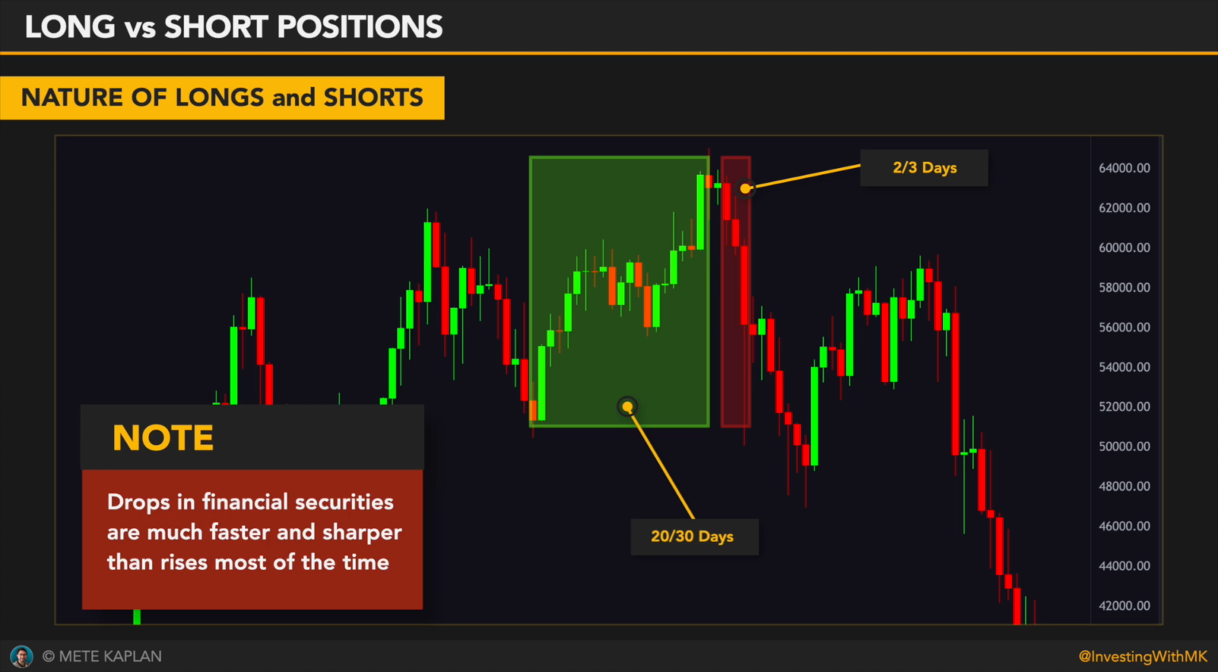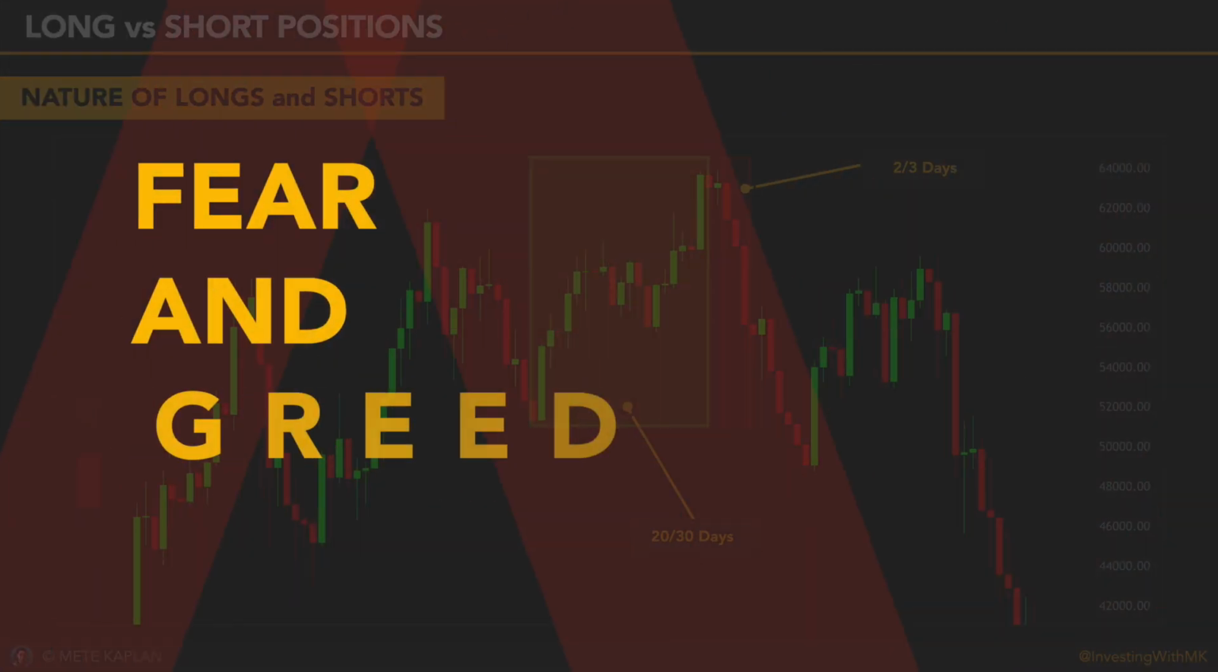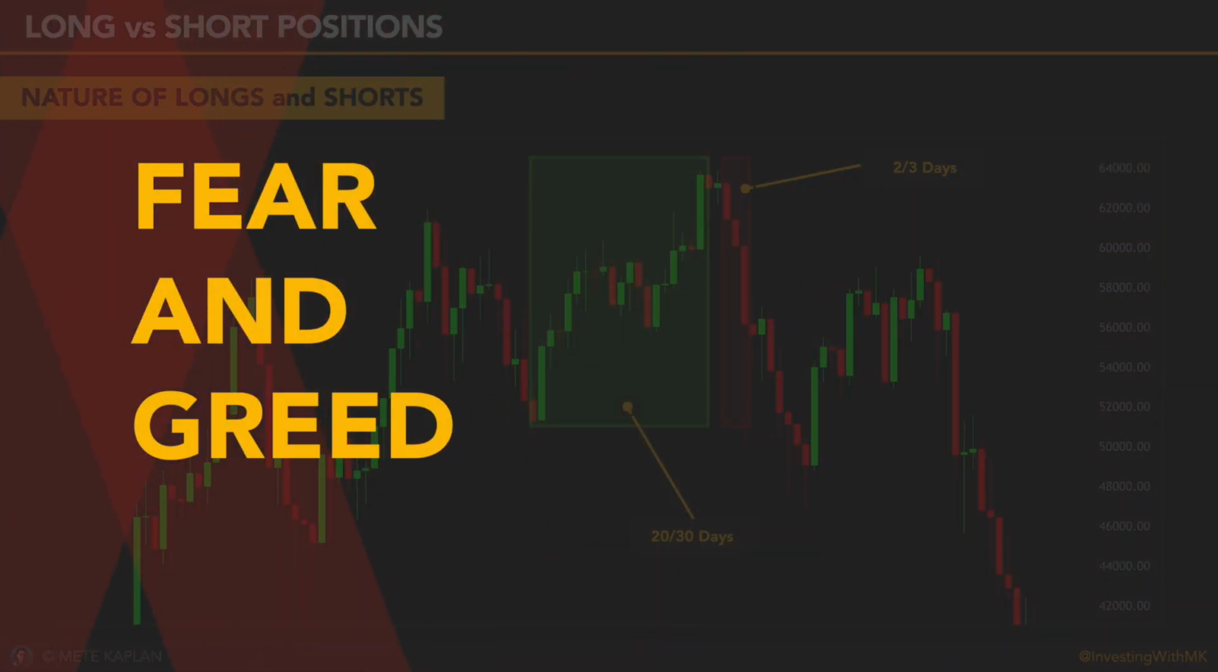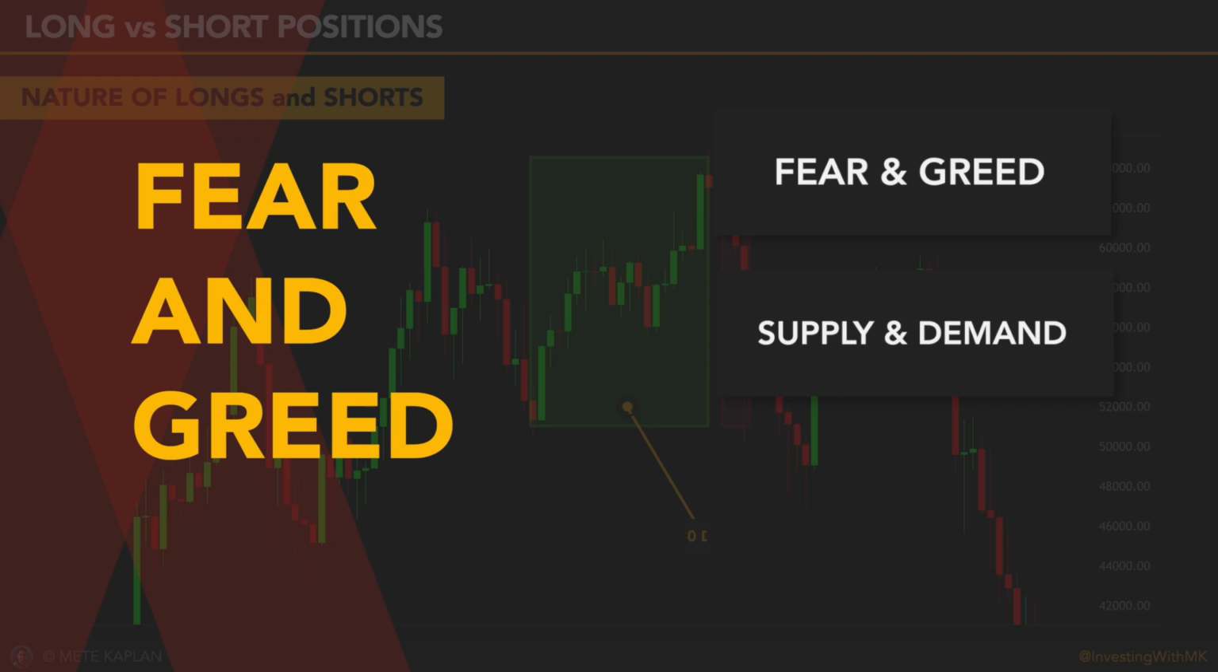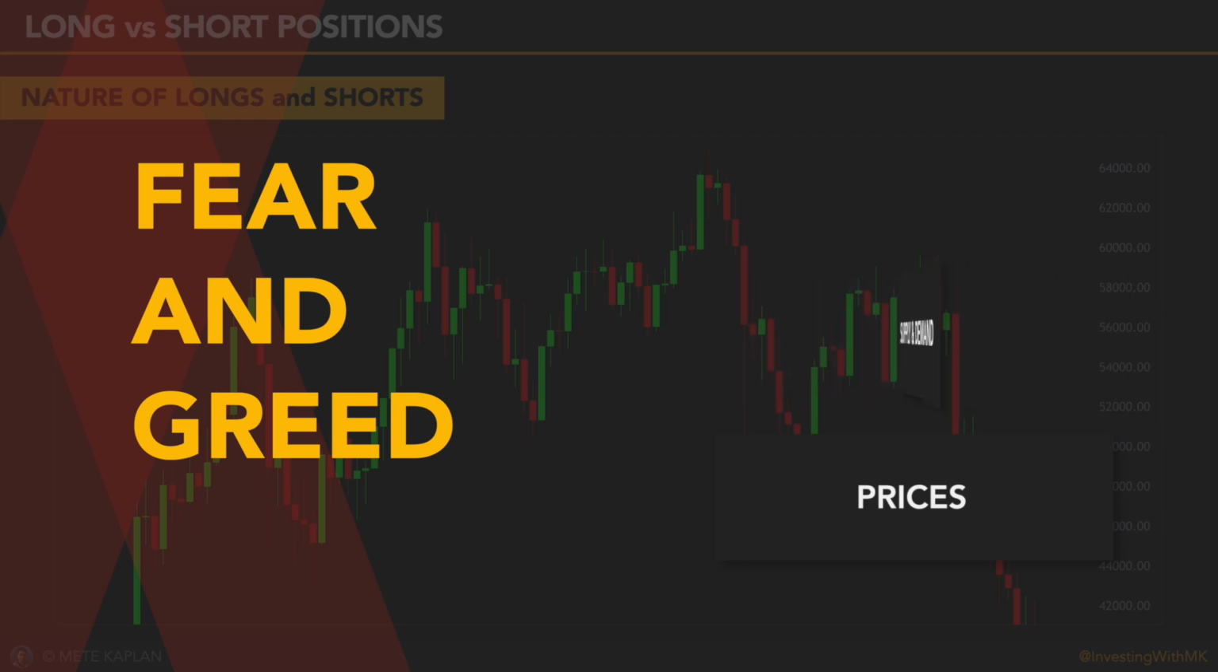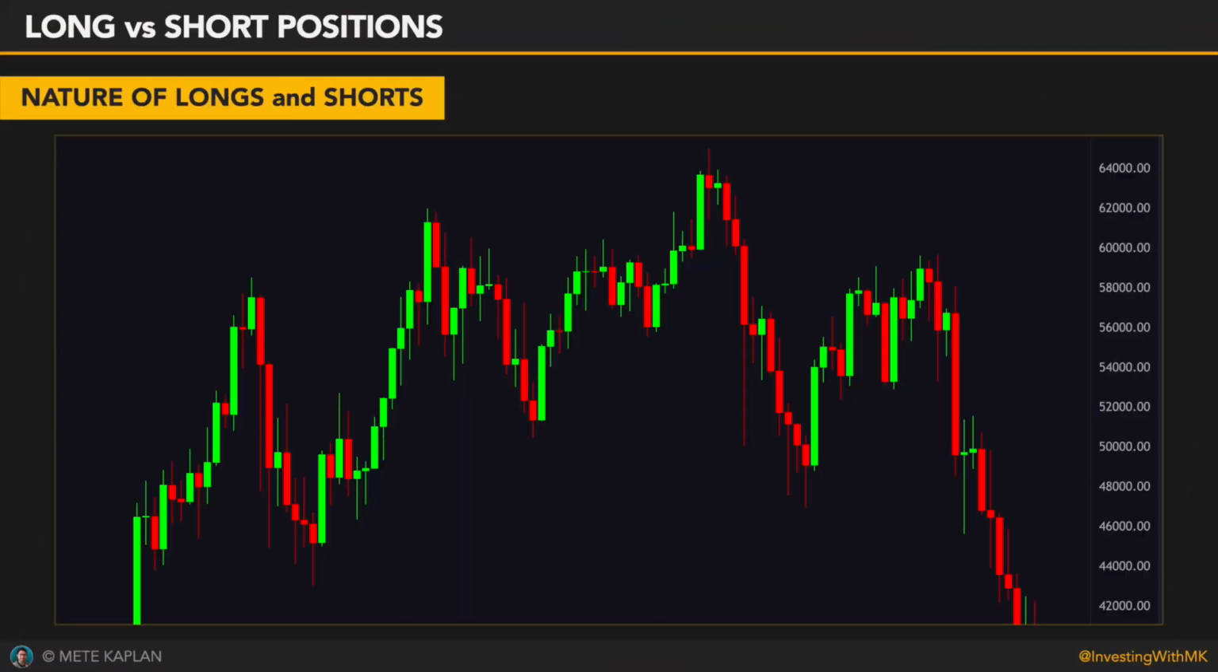The price of anything is determined by supply and demand. This is 100% true. But what affects supply and demand? It's fear, greed, and a cocktail of human emotions. So deep down, fear and greed shape the supply and demand, and finally the price of any financial security. But which one is more powerful? Well, in my experience, fear is more powerful in the short term. Greed is powerful in the long term.